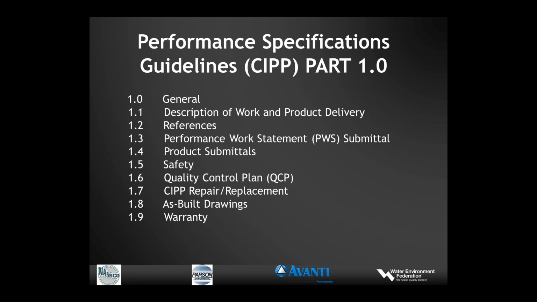Okay, we're going to get into the specifications now. There are three parts: a general part, a products part, and an installation part. First, we're going to look at the general, and there are several different categories you see there on your screen. And we're going to talk briefly about each one of those, but in particular, 1.3 and 1.4, the performance work statement and product submittals.